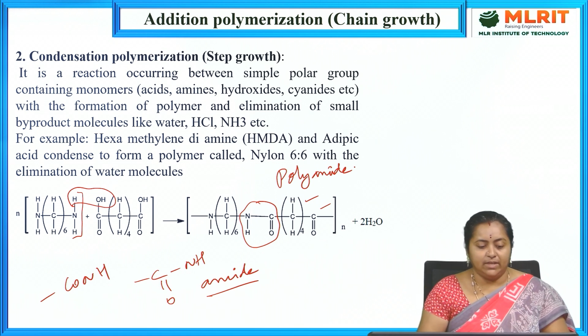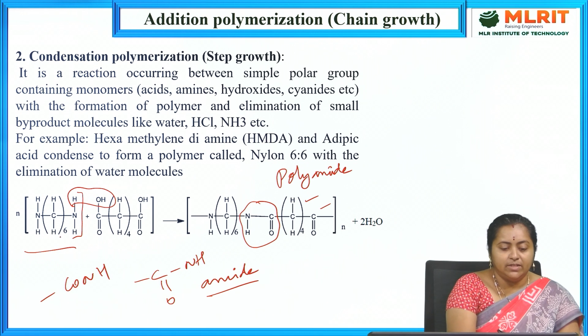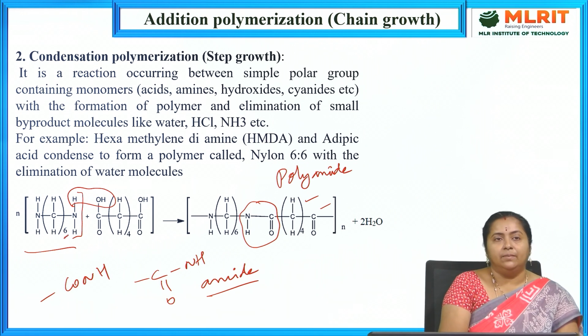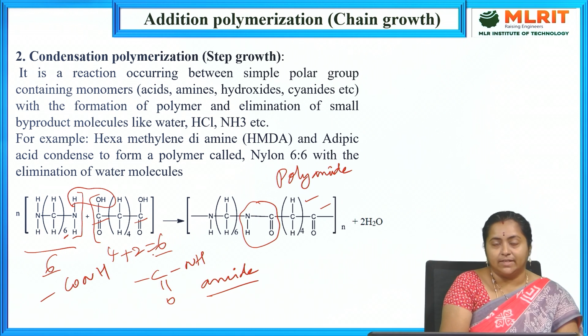And one more thing is there. If you notice this hexamethylene diamine, how many carbons are there? Here CH2 is repeating 6 times. That means the number of carbons is 6 in this case. And if you notice the second monomer, adipic acid, here CH2, that is the methylene group, is repeating 4 times. That means 4 carbons plus the 2 carboxylic acid carbon atoms, so 4 plus 2 altogether comes to 6. So the first monomer has 6 carbons and the second monomer also has 6 carbons. That's why it is named nylon 66.